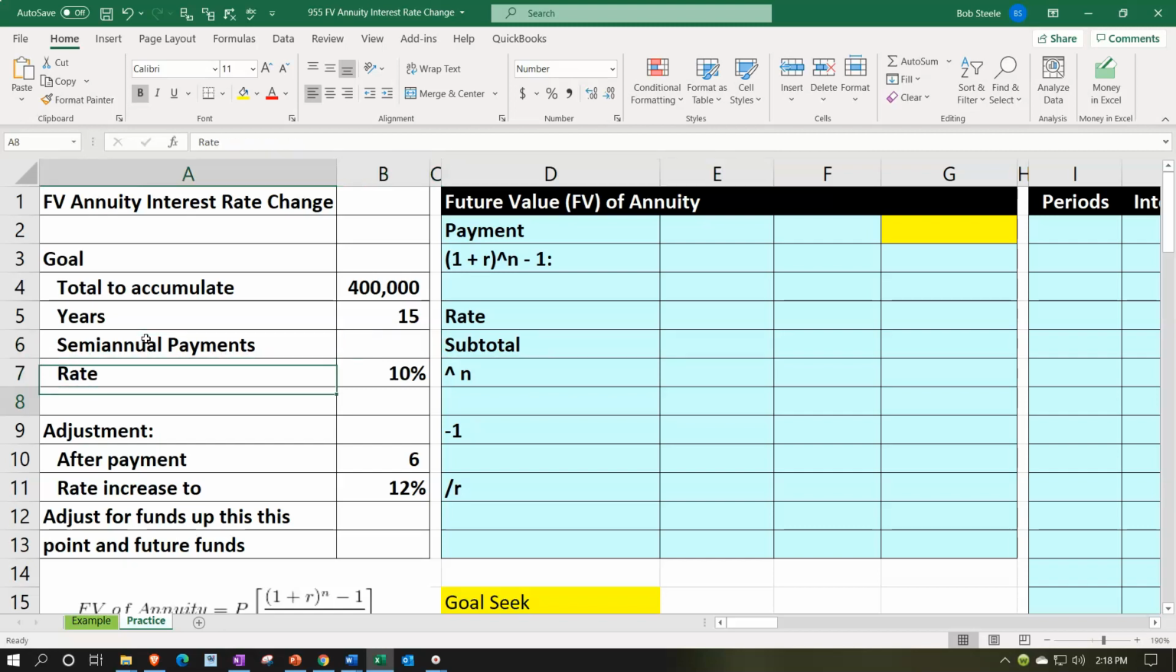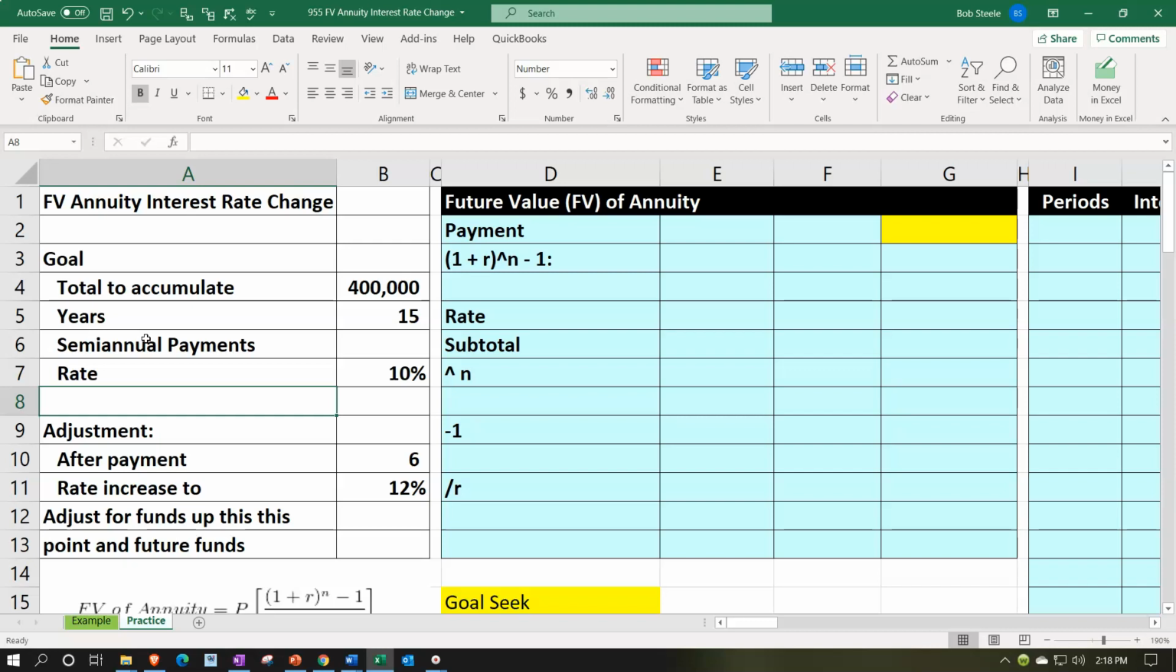So our scenario is that we want to be saving up $400,000. We want to get to that point in 15 years, and we're going to do so by making semi-annual payments with an assumed rate of 10%. So we're going to assume 10%. We're going to be putting payments in semi-annually, every 6 months. And we want to get to $400,000 after 15 years. Therefore, how much do those payments need to be? That's going to be our first calculation.